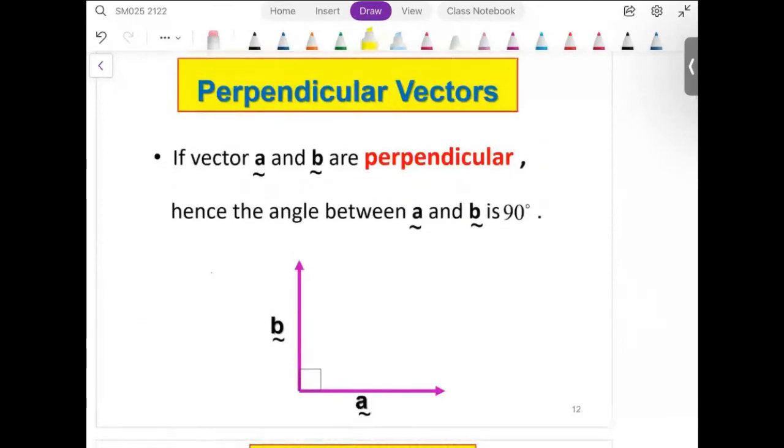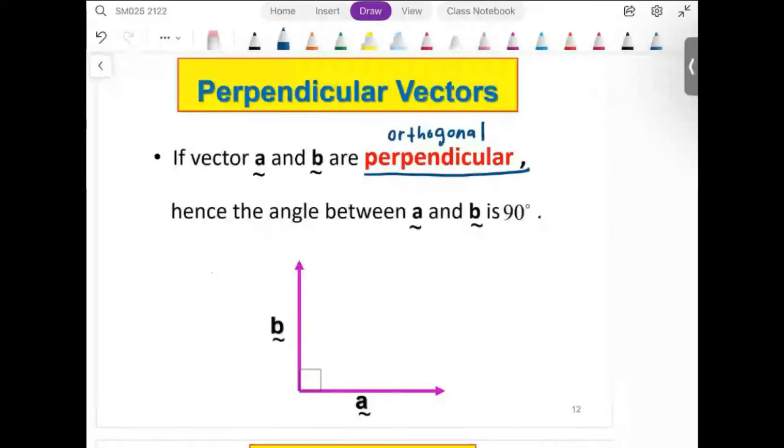Next one, we have a perpendicular vector. As it is from the diagram itself, when it comes to perpendicular, it means the angle between those two vectors would be 90 degrees. Angle antara dua tu 90 lah when it comes to perpendicular vector. Ni yang kena ingat je, sometimes dia tak guna word perpendicular, dia akan guna word orthogonal.